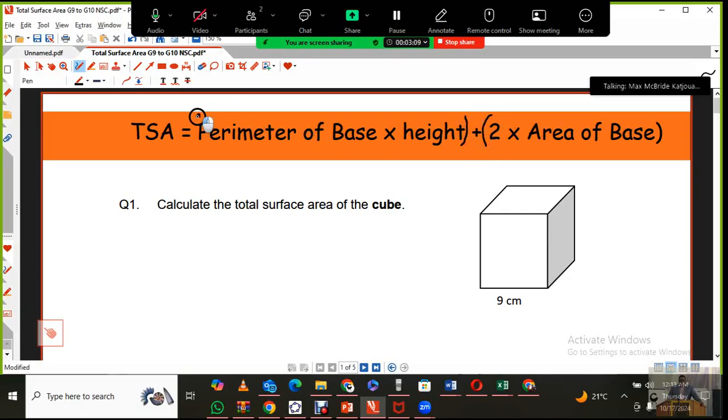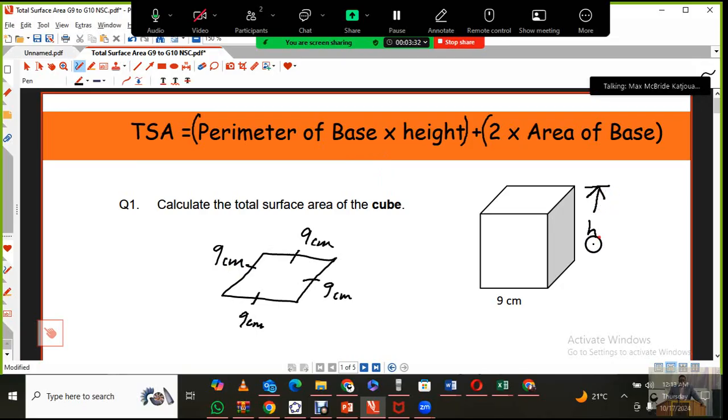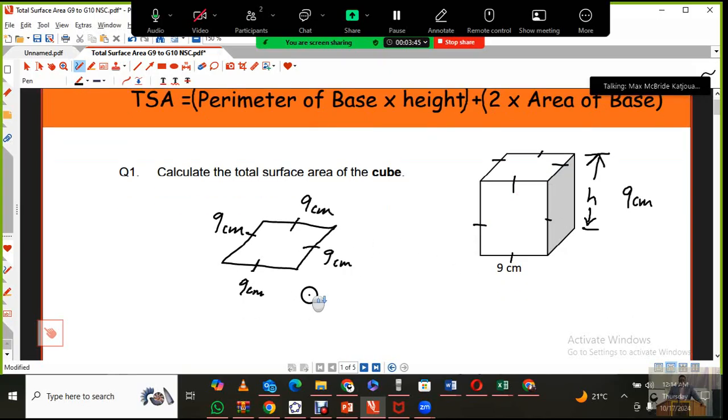Okay, so the perimeter of the base. The base will be a square, so it will be like 9 centimeters. So it says perimeter of the base. It so happened that the height is also 9 centimeters, né? Because this is a cube. The cube has got all the sides equal. Okay, there you go.